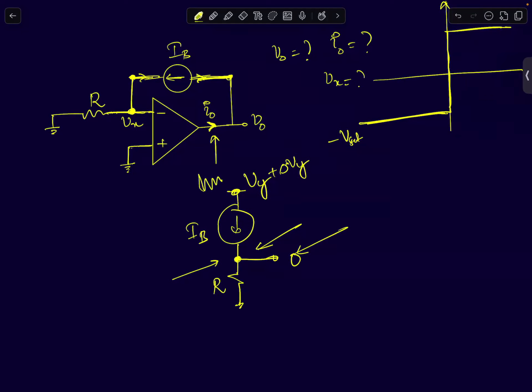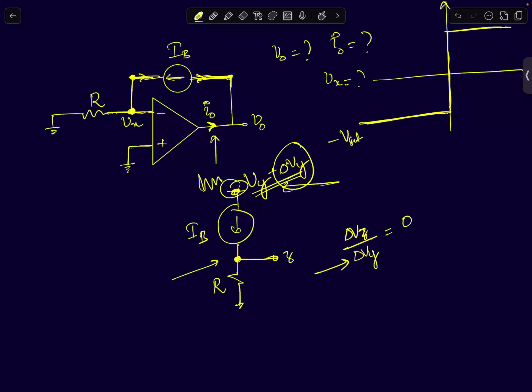So what is the voltage gain from this node to this node? If I were to apply a small signal voltage at this point, what is the voltage gain from this node to this node? How do you measure voltage gain? Let's call this node Z: delta Vz upon delta Vy. Delta Vy is finite. Even if I apply a finite delta V, there is no change in delta Vz. So it is 0. The voltage gain from this node to this node is 0.